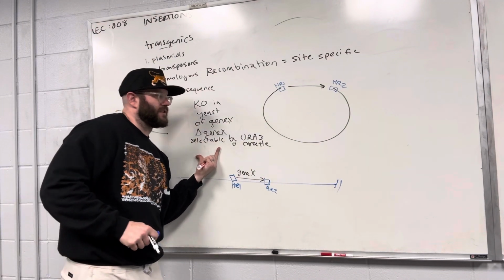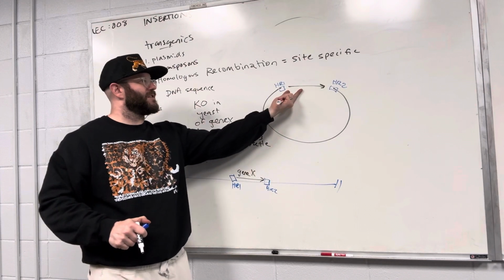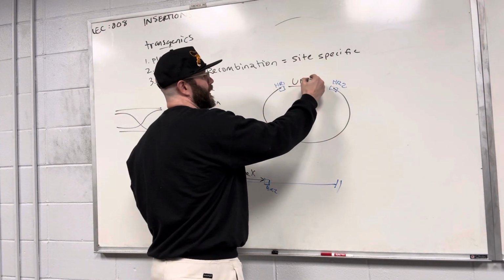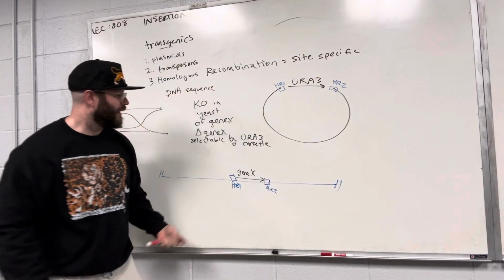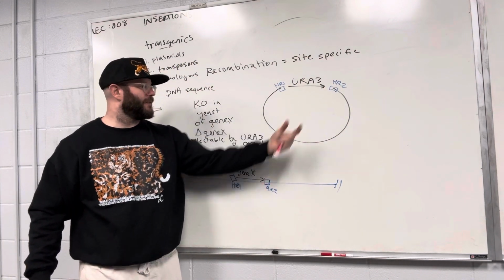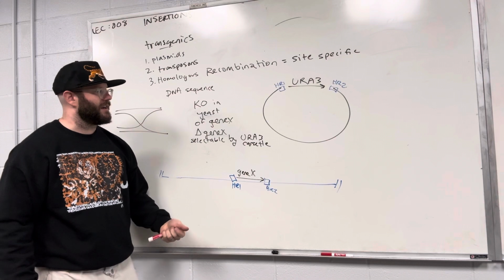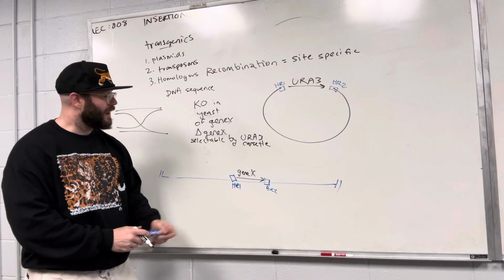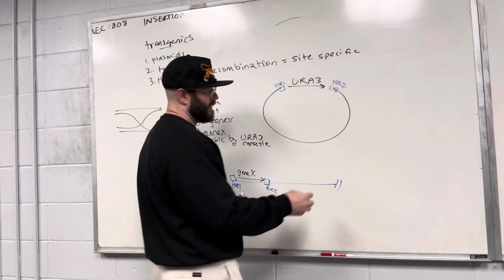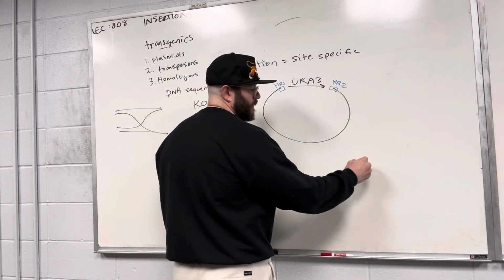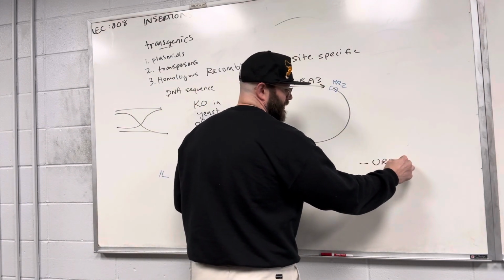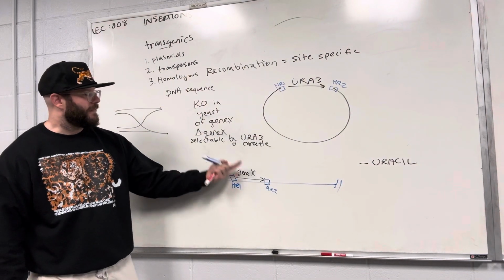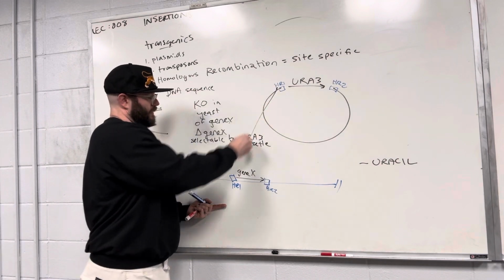We want the insertion selectable by Ura3. So what should this gene be? Ura3. Yeah, it should be Ura3. Good, we're learning. Okay. If we construct this plasmid and we insert that into yeast with transformation, and then we grow the yeast in dropout media, so minus uracil minimal media, that will select for this insertion.